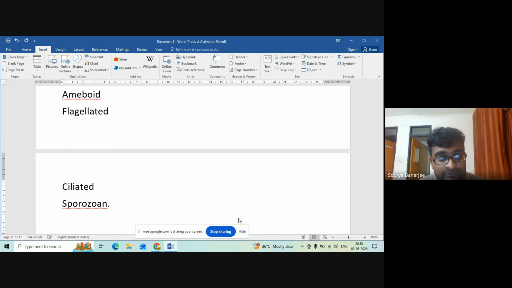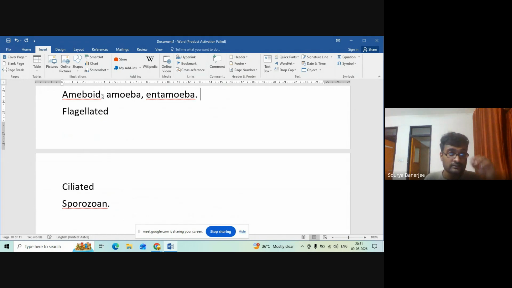So, what is amoeboid protozoa? Based on their locomotory organ, how they move, based on that only, the protozoa are differentiated. So in case of amoeboid, some examples I am giving. Amoeba is the best example. Then Entamoeba histolytica, they come under amoeboid. And their locomotory organ is pseudopodia. Locomotory organ as well as by pseudopodia they eat also. They engulf food particles by pseudopodia also.